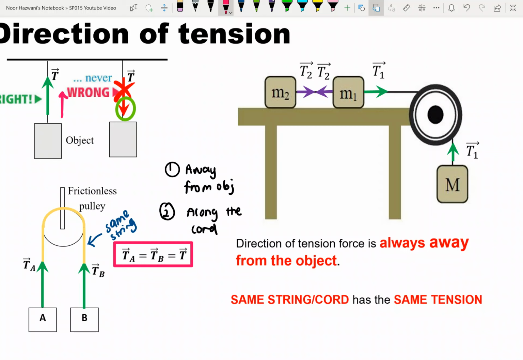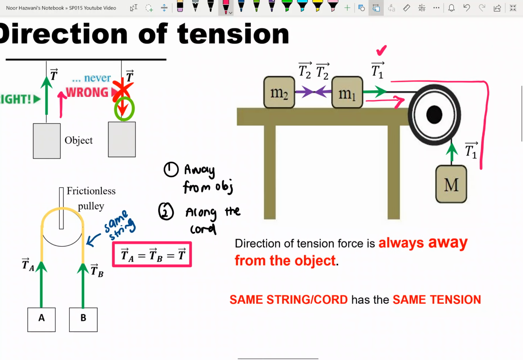Okay, kalau macam ni, ini tali dia. Mestilah dia punya arrow mestilah around here, but then the arrow mesti away daripada objek. But then tali yang ini dan yang ini masih menggunakan tali yang sama. That's why T dekat sini dan T kat sini adalah T yang sama, which is T1, sebab dia masih menggunakan same string.